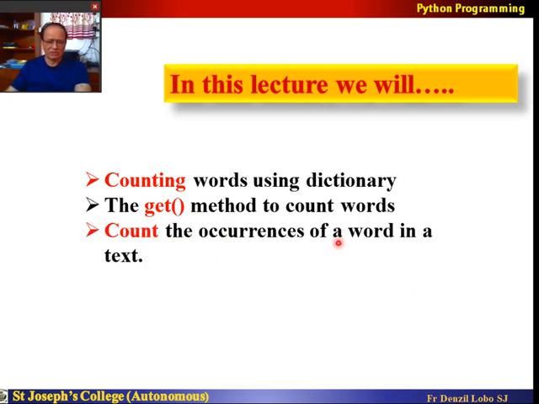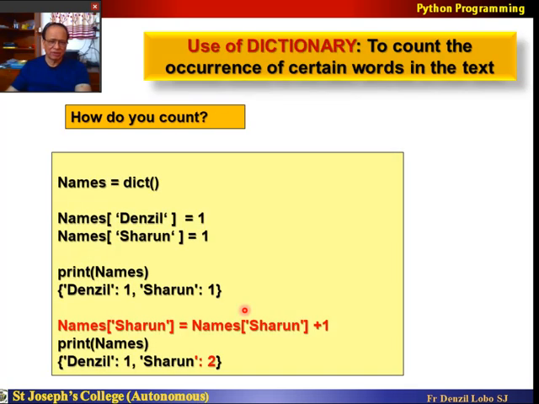So count the occurrences of a word in a text, in a passage. That is what we are going to do. How do we do? So use of dictionary. We are coming to use of dictionary to count the occurrences of certain words in the text. For example, how do you count?